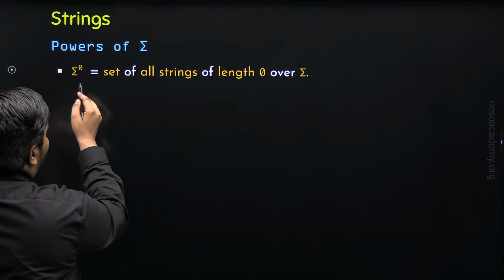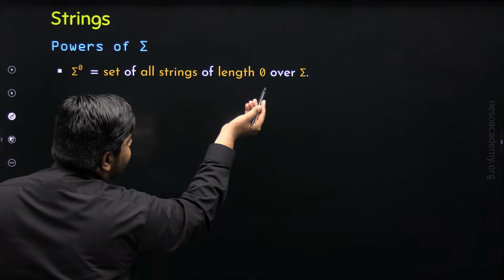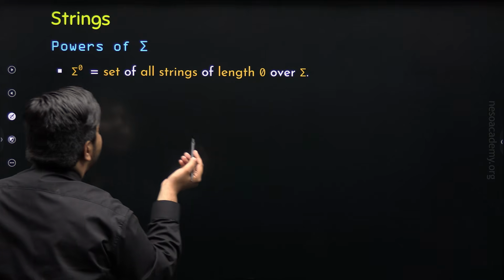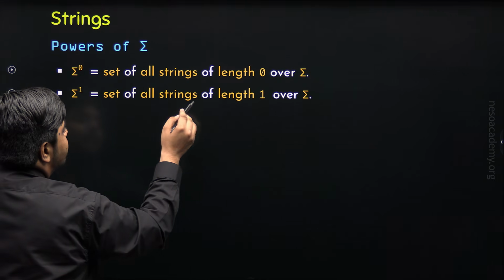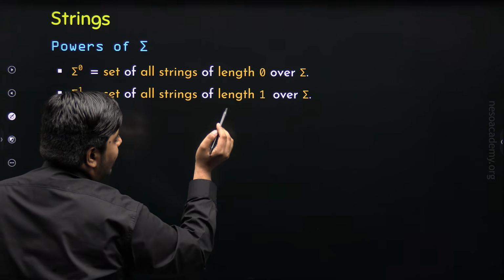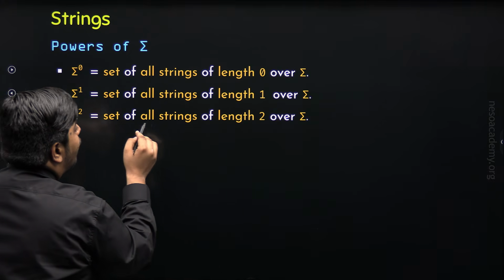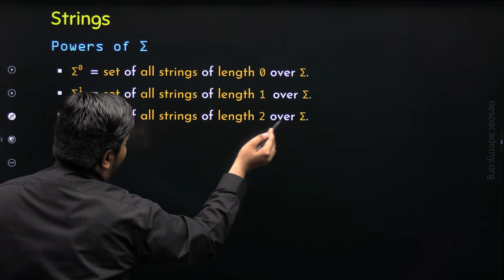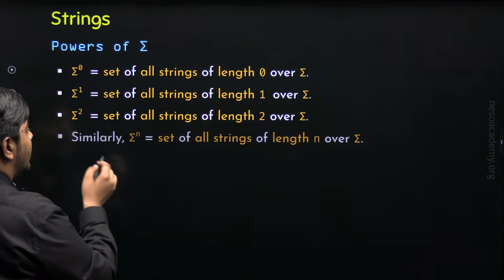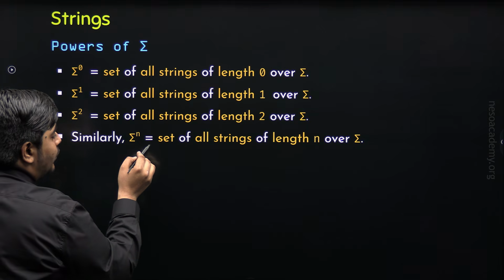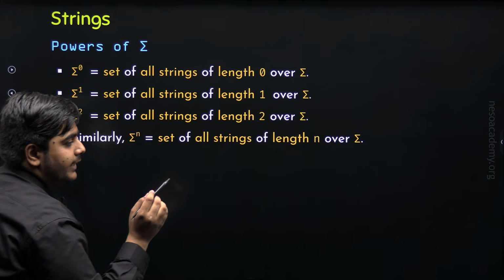Sigma to the power 0, as I have told you, is the set of all strings of length 0 over the given alphabet. Similarly, sigma to the power 1 means the set of all strings of length 1 over the given alphabet, sigma. Sigma to the power 2 means the set of all strings of length 2 over sigma. And if I generalize it, it will look like sigma to the power n is equal to the set of all strings of length n over the given alphabet.